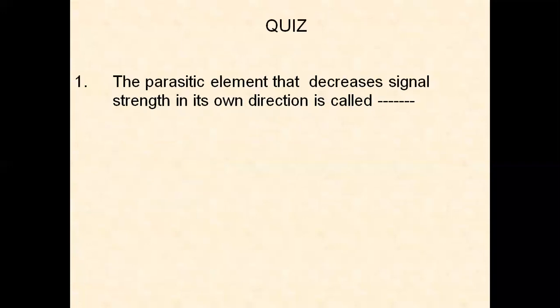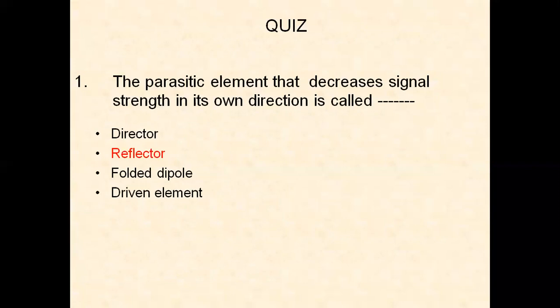Let us answer some quiz questions. The parasitic element that decreases signal strength in its own direction is called: director, reflector, folded dipole, driven element. The answer is reflector. The reflector decreases signal strength in its own direction. It is reflecting the signal.